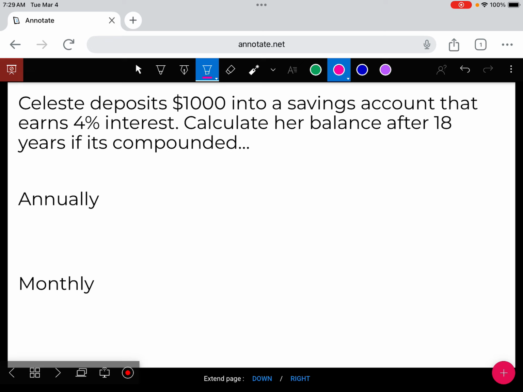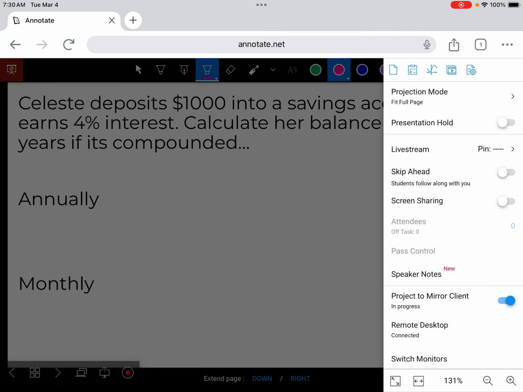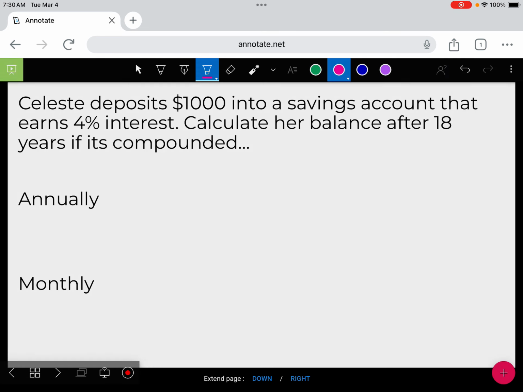All right, so we will be given problems like this a lot of times. Here we've got that Celeste has $1,000 in a savings account, and she's going to earn 4% interest. We are asked to calculate her balance after 18 years if it's compounded annually versus if it's compounded monthly.